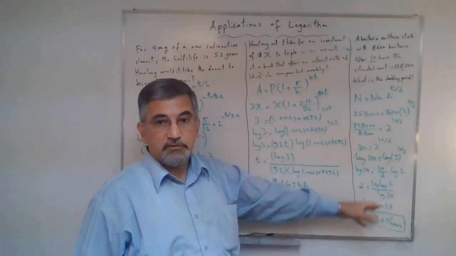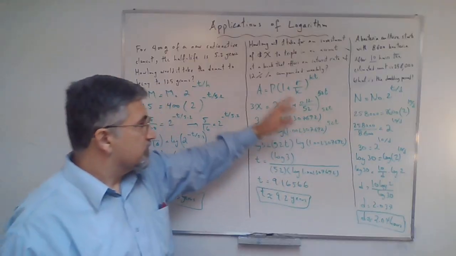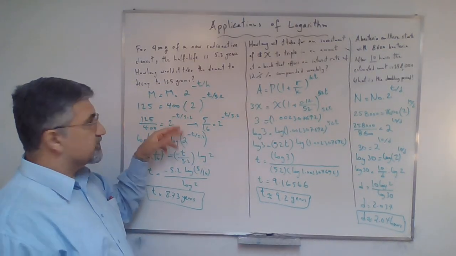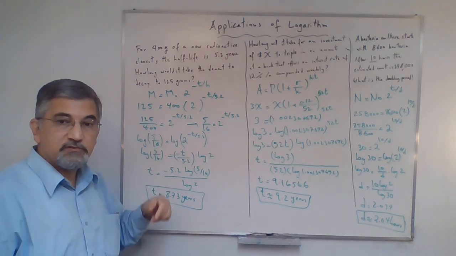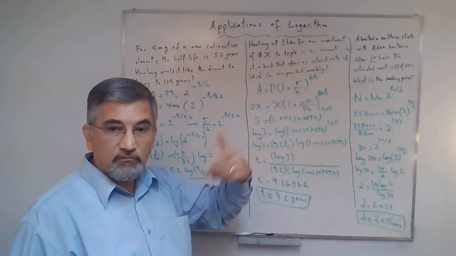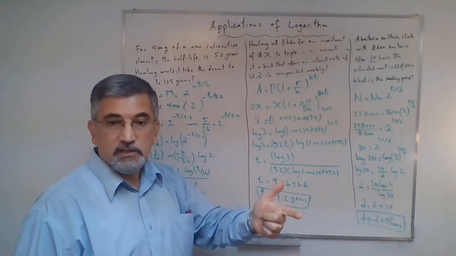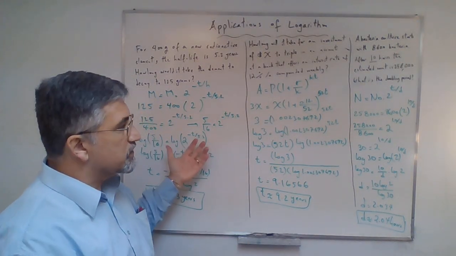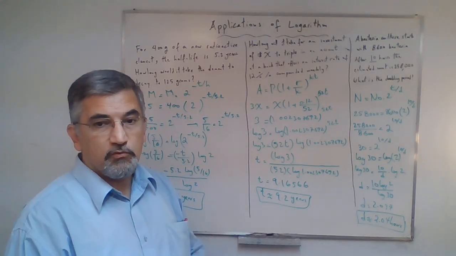So doubling period formula, applications in biology; compound interest formula, applications in finance and business; and half-life formula, applications in chemistry and physics. Other than these applications, we have seen more applications in the past: earthquake, loudness of sound, and pH scale in chemistry. So you see that logarithm is almost everywhere.